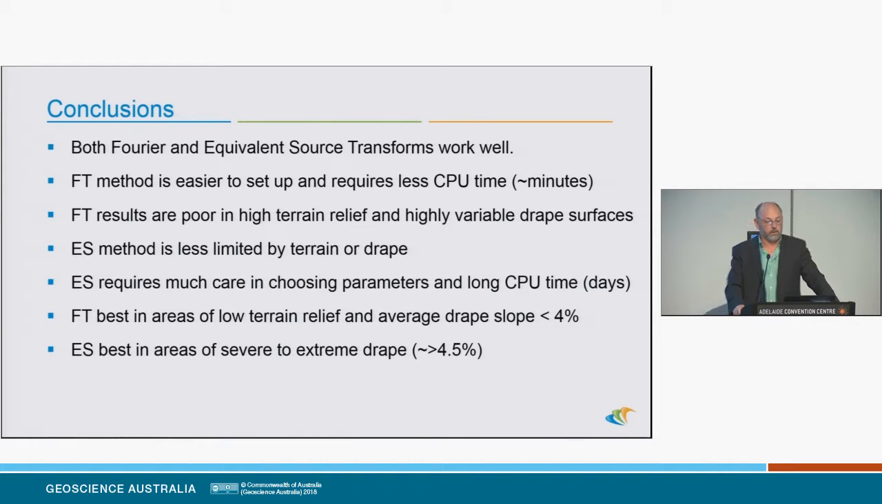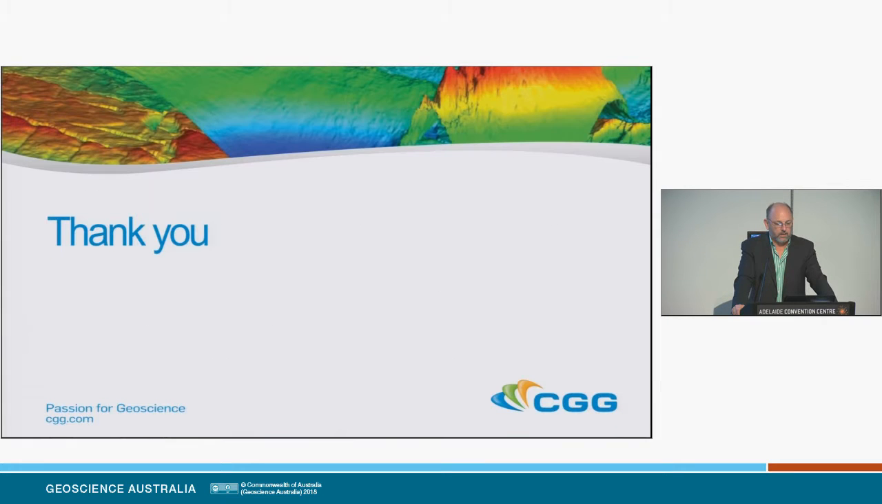The equivalent source method is much less limited by the terrain or by the drape. It does require a lot more care setting up, and CPU times can be days to run on a survey. So if you have to run it several times because you've got the parameters wrong, then that's obviously not much fun. So the Fourier transform method gave us the best results in areas of low terrain relief and relatively low drapes, but the equivalent source gave us the best result in areas of severe to extreme drape. And that's it. Thank you very much.